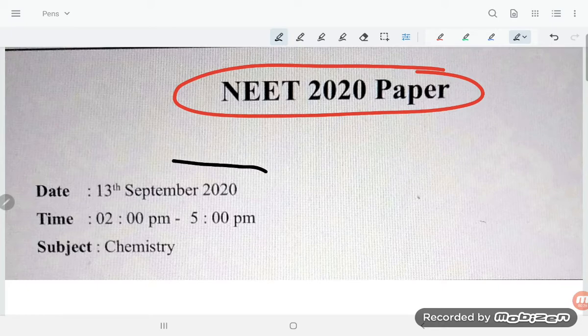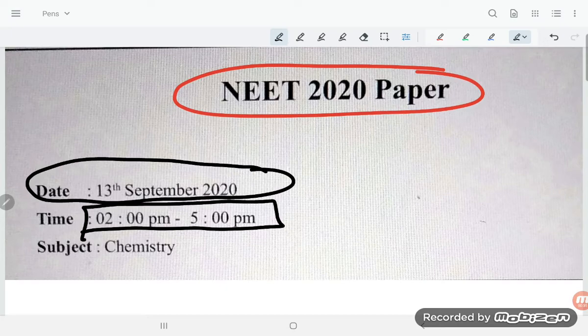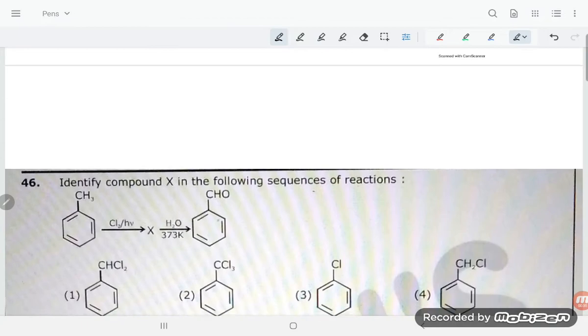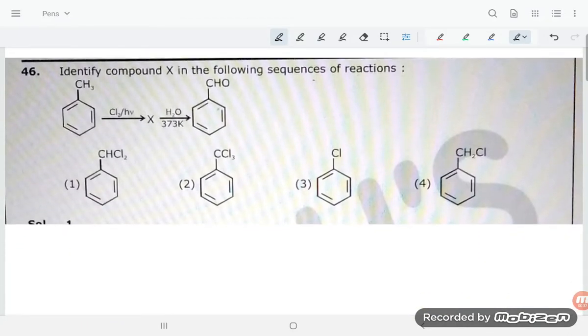This paper I have selected from 13th September 2020, the second meeting, held from 2 to 5 p.m. So chemistry questions we are going to solve. Let us have question number 46. Up to 45 it was physics, and then I have selected this one.